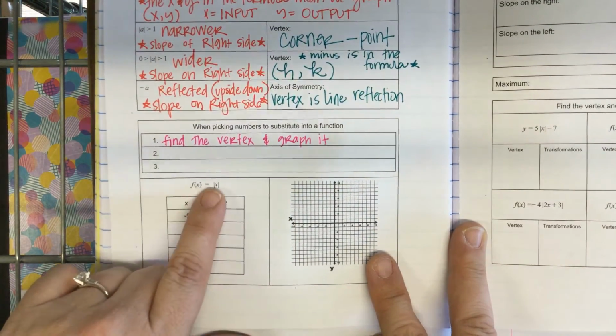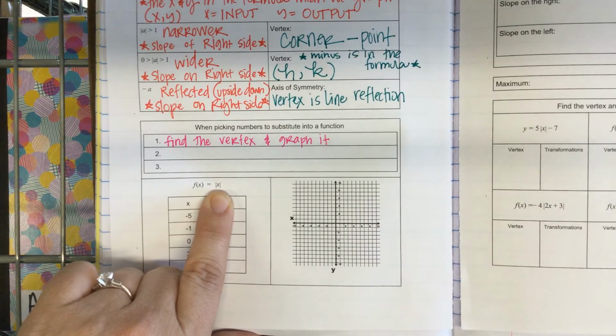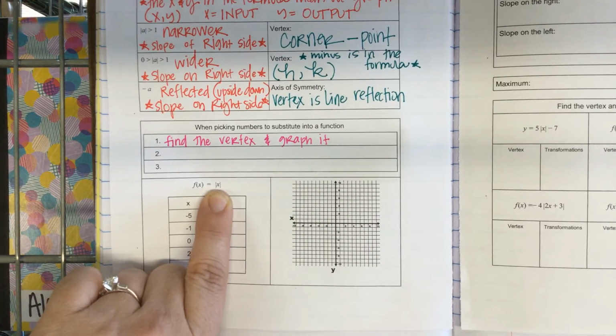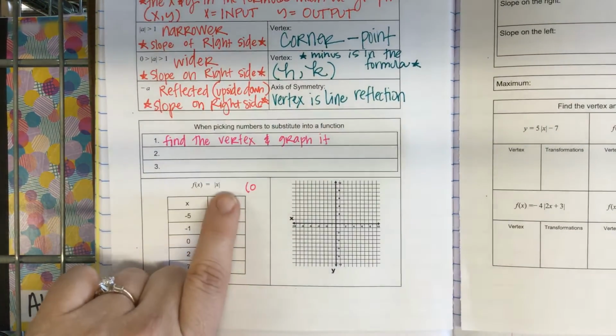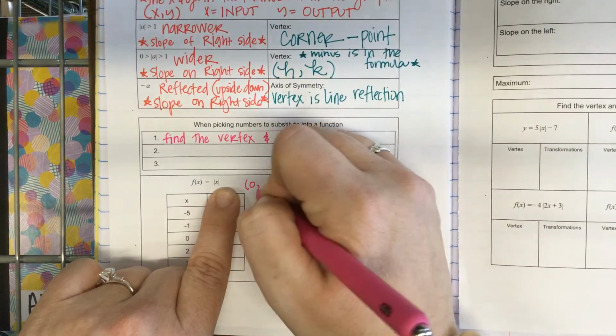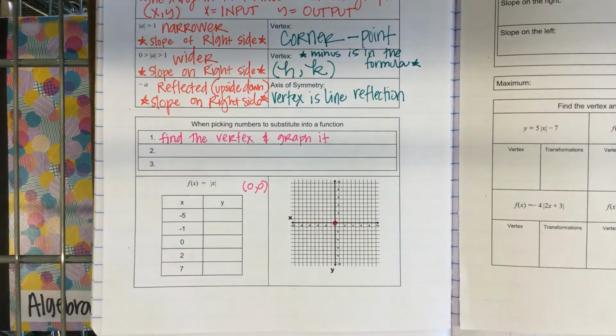So let's look down here. Here's my equation. What's being added inside? 0. And what's being added outside? 0. Beautiful. It is the origin in this one. There's my vertex, meaning that's the corner.